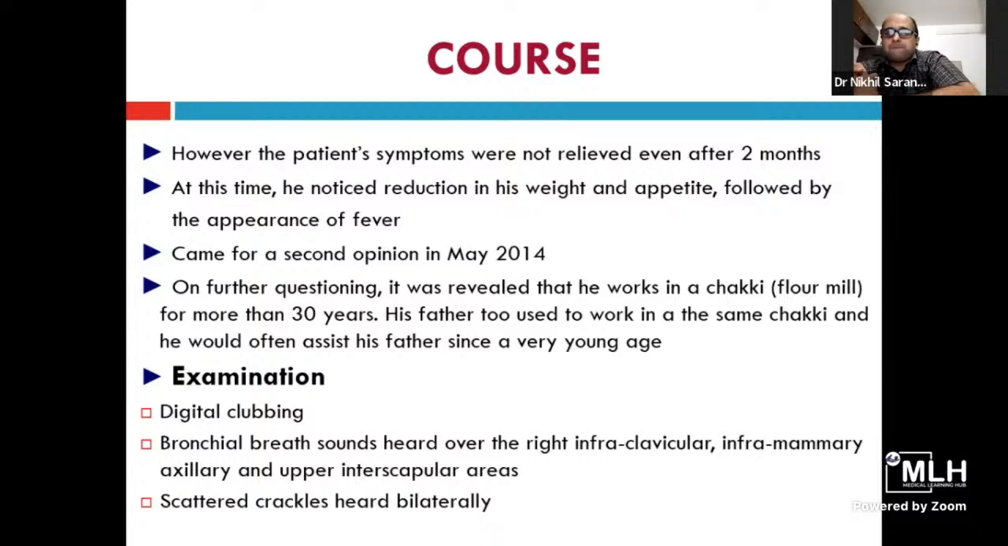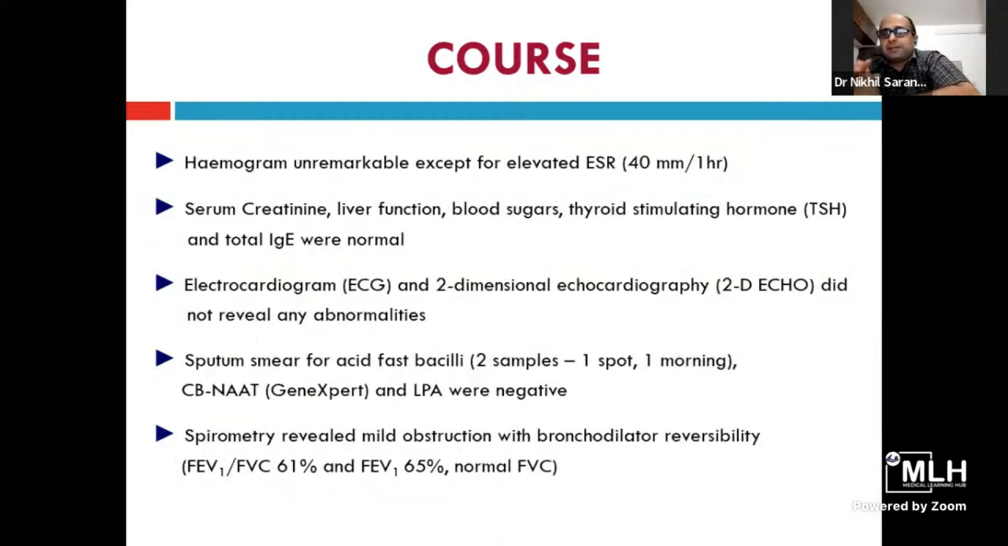Next. Again, hemogram is unremarkable. Serum creatinine, liver function, blood sugars, TSH, total IgE were normal. ECG and 2D echo did not reveal any abnormalities. We again sent a sputum smear for AFB, CBNAAT, which is your GeneXpert, and a first-line line probe assay. Again, all these things are negative. Spirometry revealed some mild obstruction with bronchodilator reversibility.